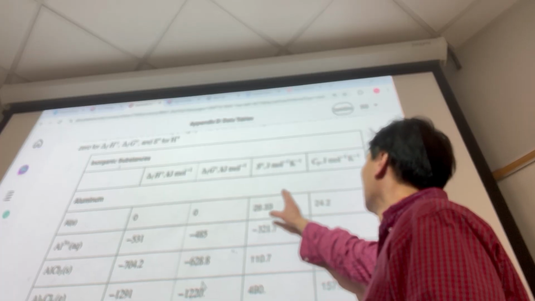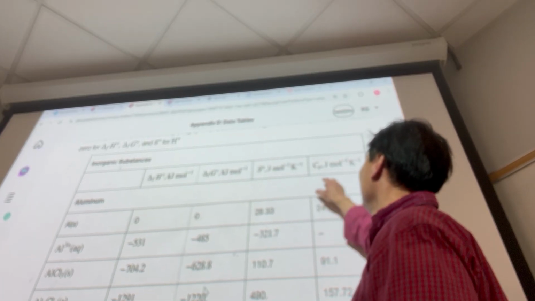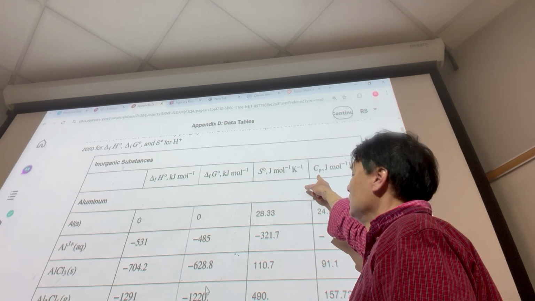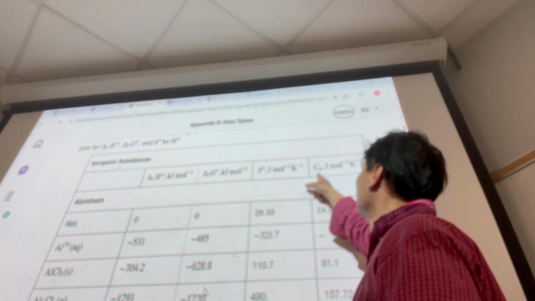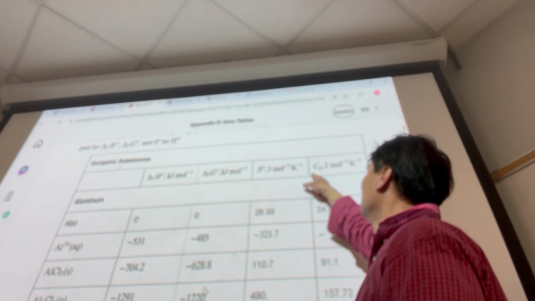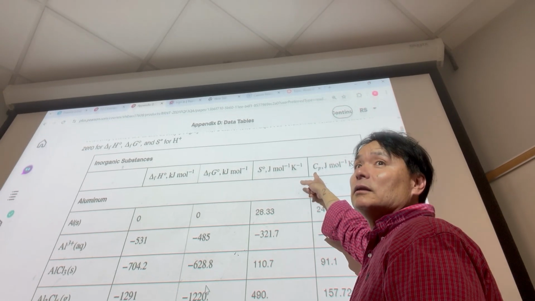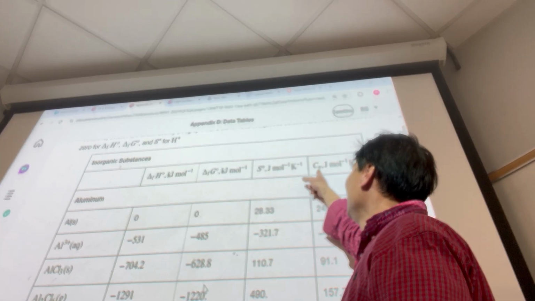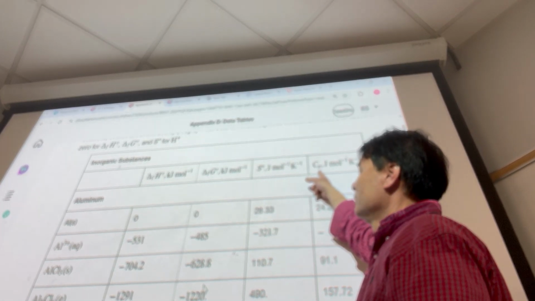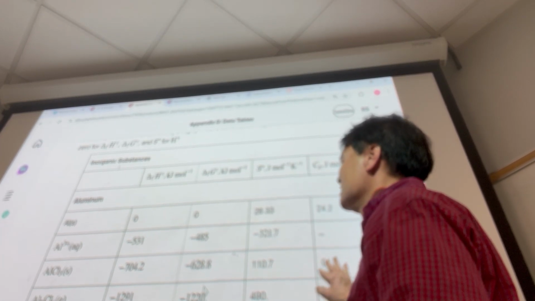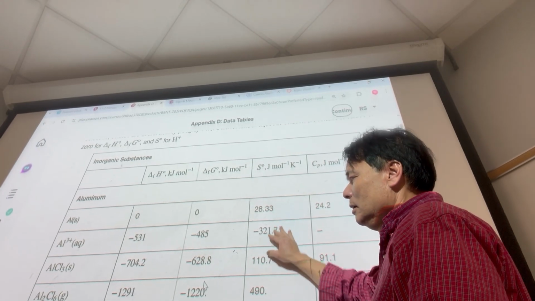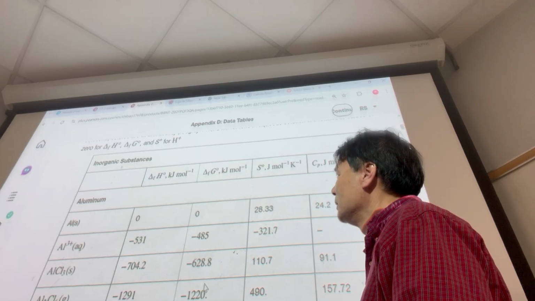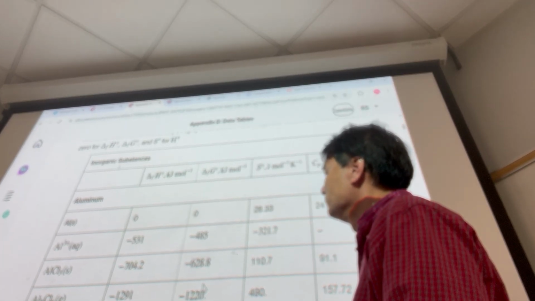So anyway, getting back to this, what is this called? CP. This is called the molar heat capacity at constant pressure. So that's CP. So we have the heat capacities there. Those are going to be related to the entropies. I don't know why they put this in here, because we really don't do much with it.